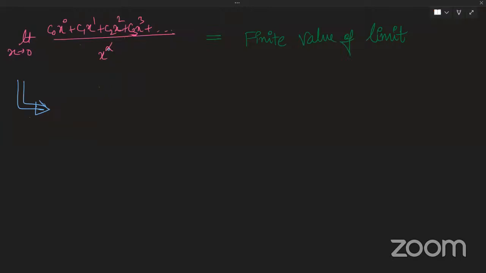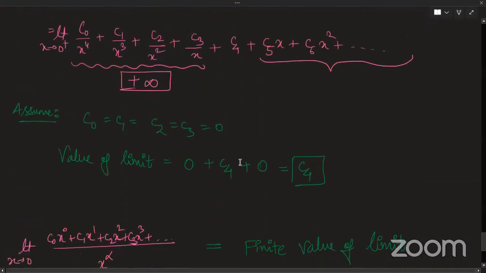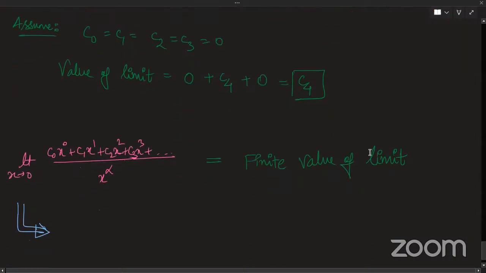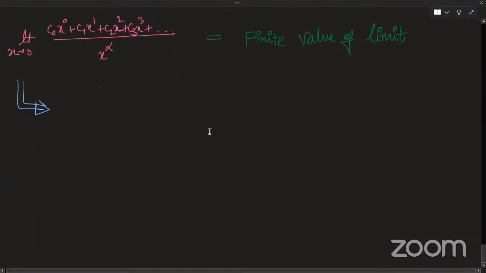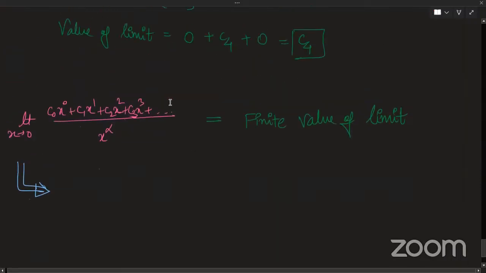For the time being, just assume that the top is an infinite polynomial. Where will it go to? Can you think about it? 0, sir. Okay, the top and bottom both are 0. But I am asking you, what can you interpret from this thing? I am telling you that it is a finite value. Just think about it.